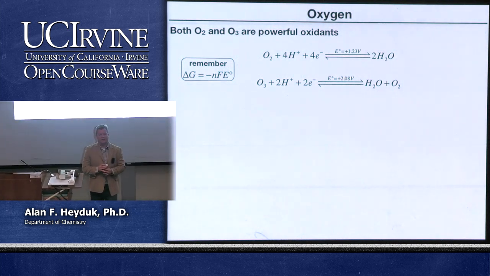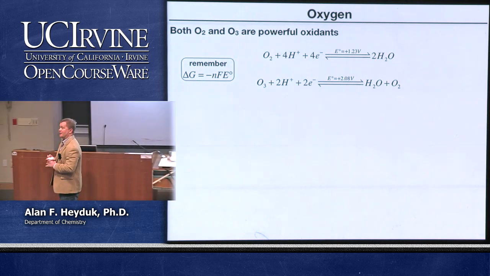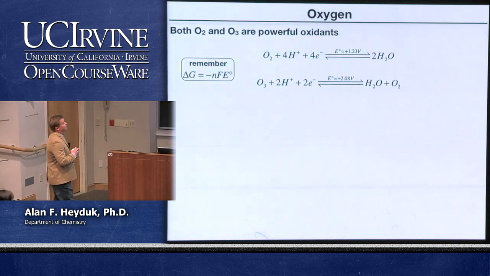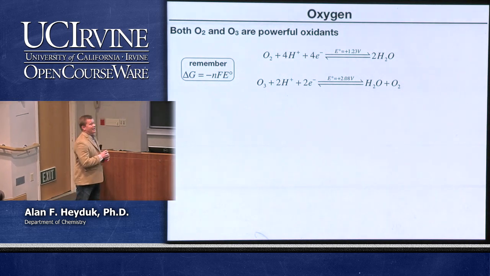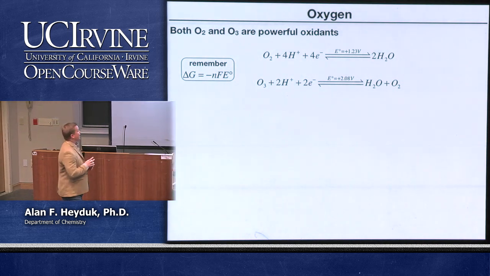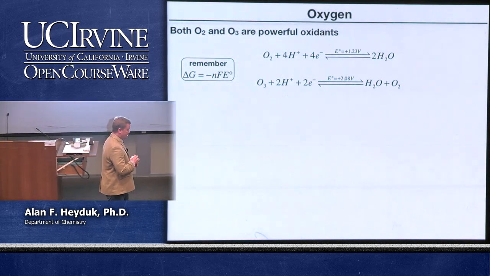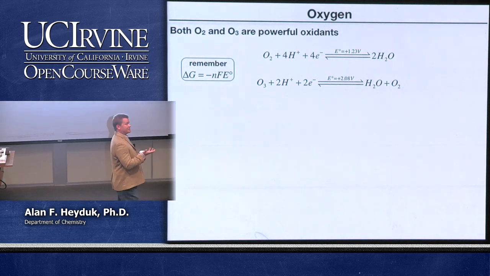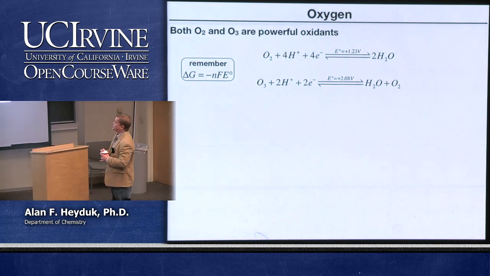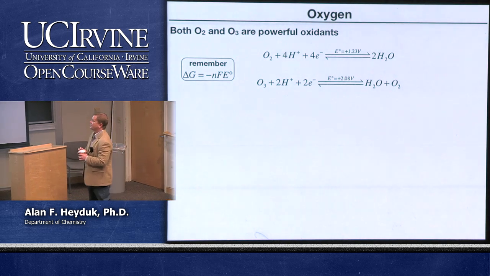I'll remind you, or tell you for the first time in case you haven't seen it, the relationship between an electrochemical potential and free energy. That free energy is minus nFE, where E is the potential of the reaction, n is the number of electrons being transferred, so in this case it's 4, and F is Faraday's constant, which you can look up in your PChem textbook or many other textbooks. The negative sign tells you that when a chemical reaction has a positive potential, delta G is very negative.